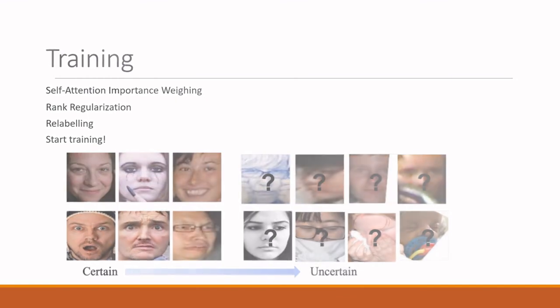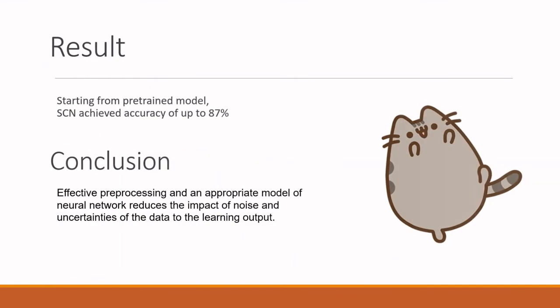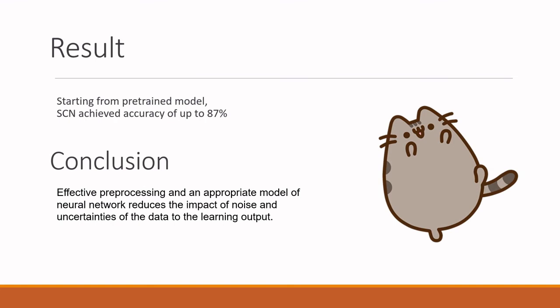In conclusion, we have used artificial neural network to predict emotion recognition with accuracy of up to 80%. This is done through effective pre-processing and an appropriate model of neural network that reduces the impact of noise and uncertainties of the data to the learning output.